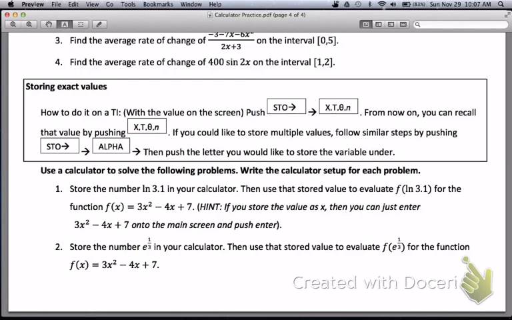So let's say you stored 3 different numbers. You could store them under A, B, C, and then just recall A, B, and C as you wanted to as you're doing your problem. And this is helpful, like I said, so that you don't actually have to round intermediate answers as you go. So then you guys can try that last one.